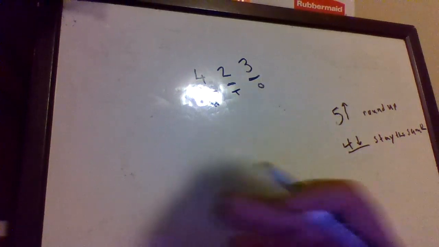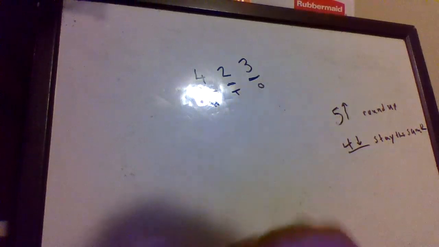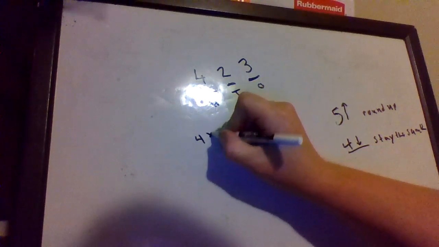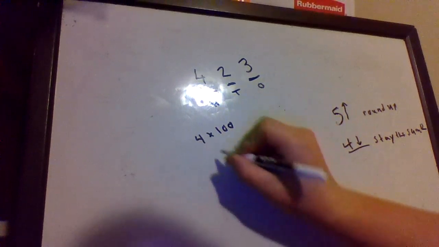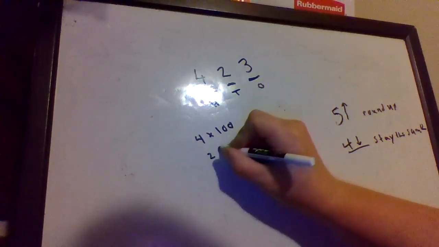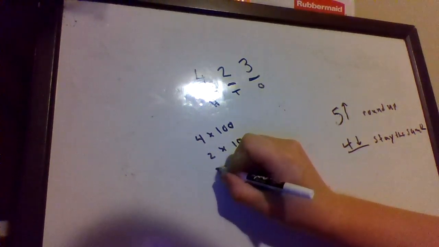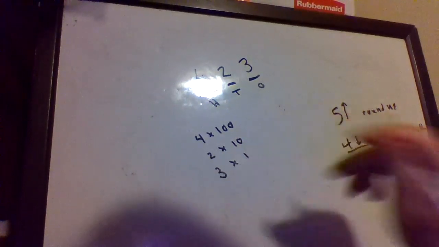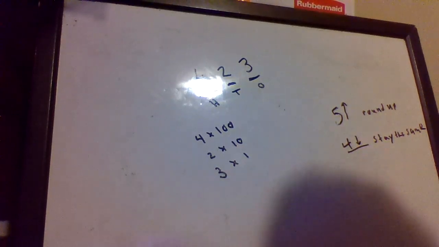So, just for review, guys, I'm going to write this in expanded form like we did with place value. The 4 is in the hundreds, so you've got 4 groups of 100. The 2 is in tens, so you got 2 groups of 10. And the 3 is in the ones, so you got 3 groups of 1. Okay? So now, that's just a little review for you.